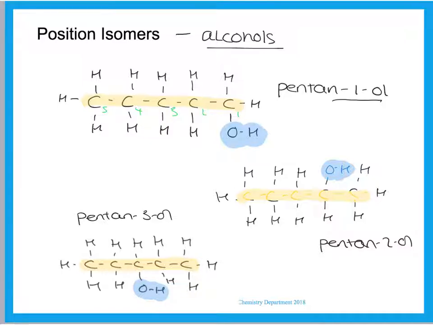You do get a lot of students putting those numbers in random places in the word, so just make sure that you know where that number 1, 2 and 3 go in each of those names. So that's position isomers in alcohols. We're going to look at alkenes and then we'll move on to different type of isomers.